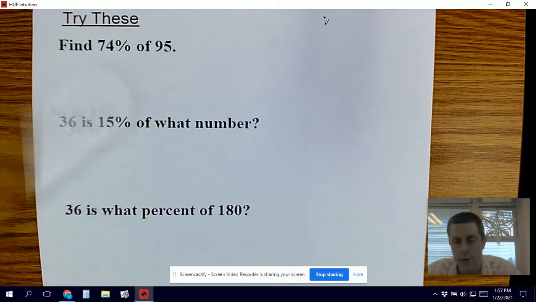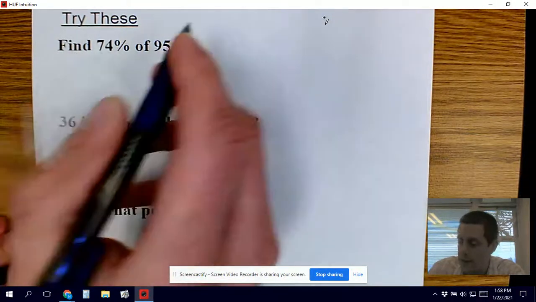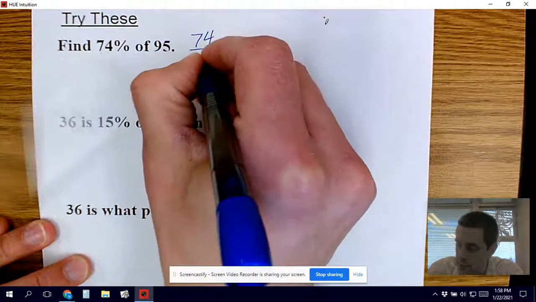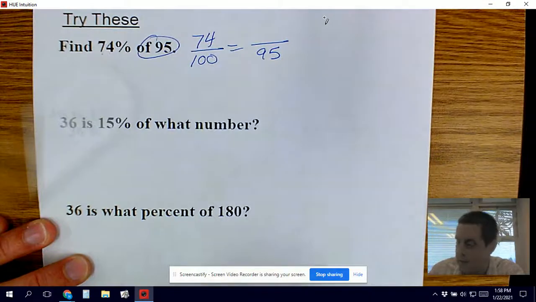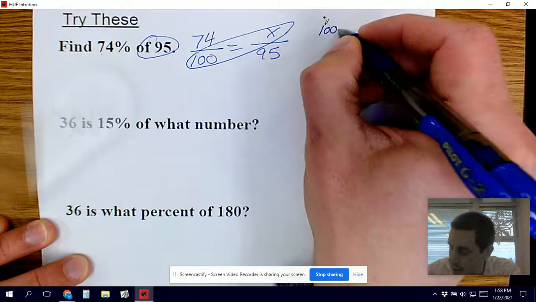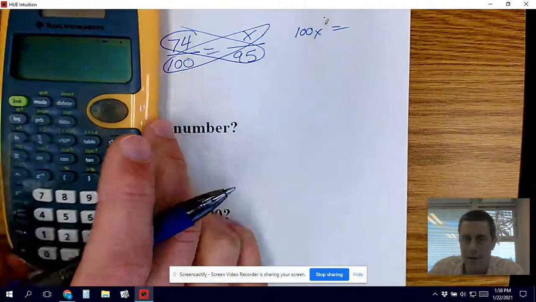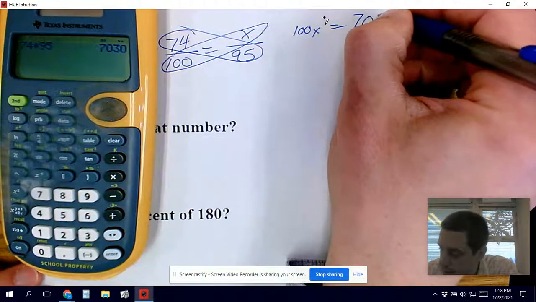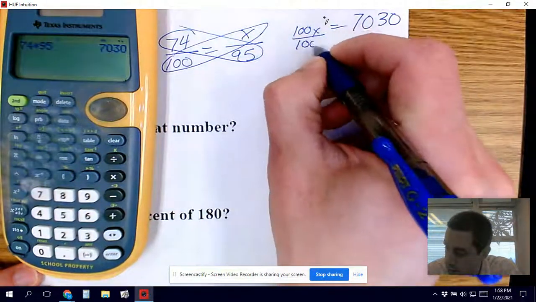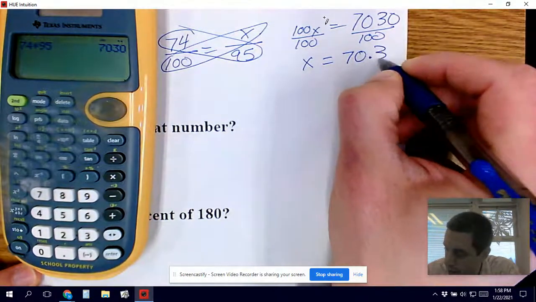All right, hopefully you completed all 3 of these problems on your own. Let's check your work. Find 74% of 95. 74 is a percentage. It will go over 100. We have of 95. That means 95 is the whole. It's going to go on the bottom of our second ratio. The part is unknown. Cross multiplying for this, we get 100x equal to 74 times 95. That sounds like a calculator for me. 74 times 95 is 7,030. Now we're dividing both sides of the equation by 100. We get x equals 70.3.